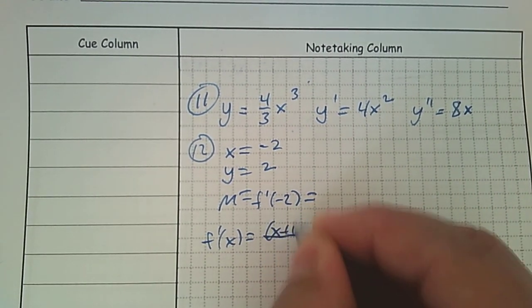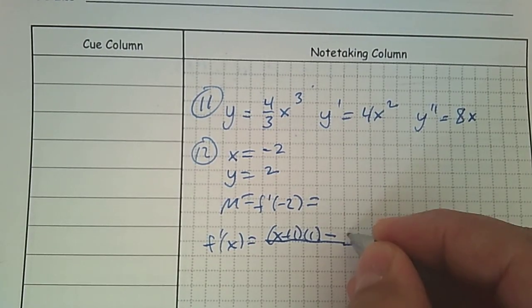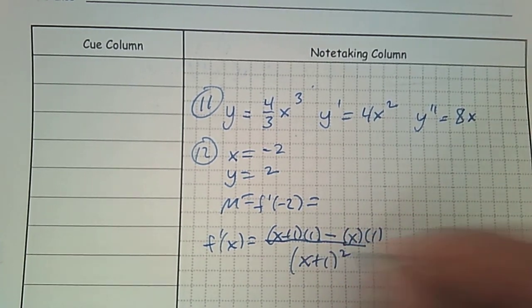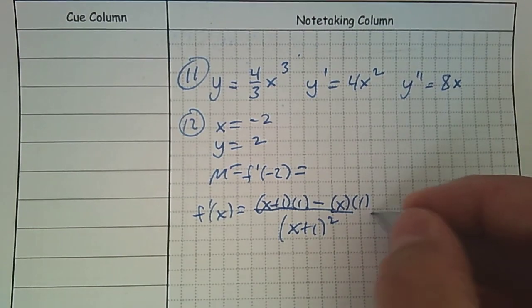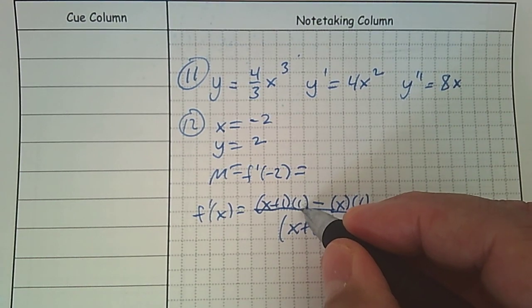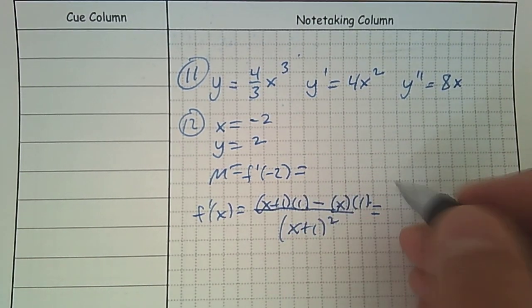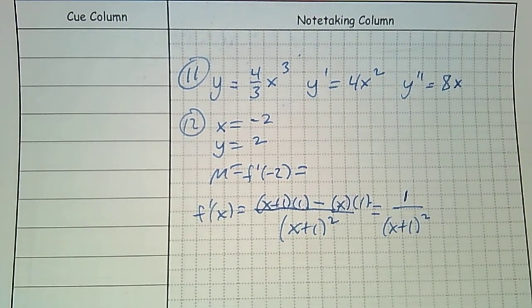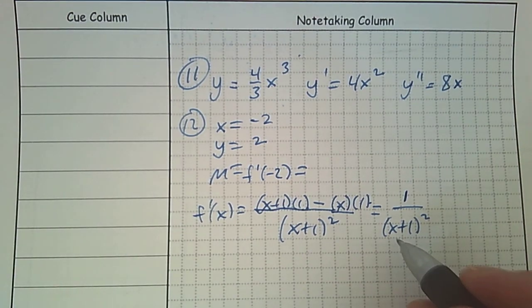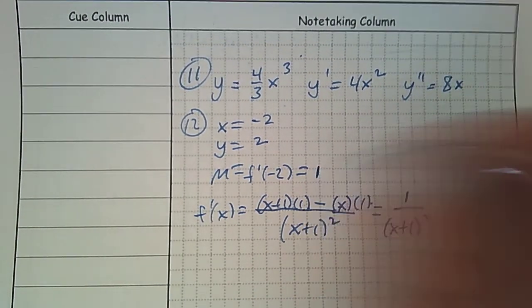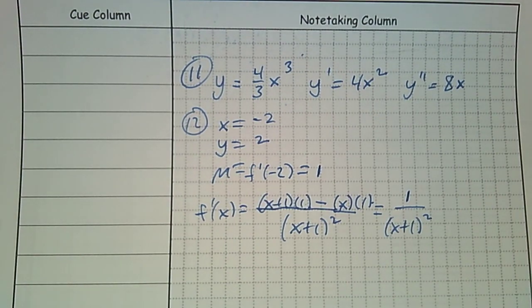So that's the bottom times the derivative of the top minus the top times the derivative of the bottom, and then the bottom squared. Now it might be easier to simplify this before I plug -2 in. So x times 1 is x, and when you subtract x, the x is actually crossed out. So I'm only left with 1 on top and x plus 1 squared on the bottom. Now plug in -2. When you plug -2 in, -2 plus 1 is -1, but when you square -1, it's positive, and 1 divided by 1, so that whole thing just gives you the answer 1 for the slope.